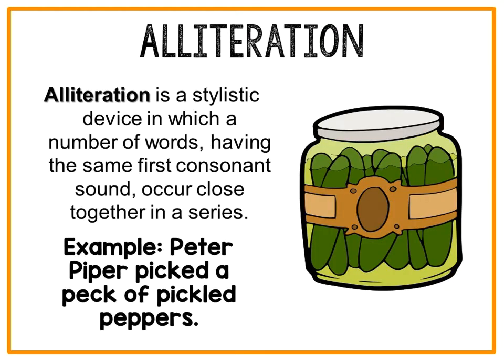An alliteration is a stylistic device in which a number of words having the same first consonant sound occur close together in a series. An example would be, Peter Piper picked a peck of pickled peppers. You hear the p all through this phrase.